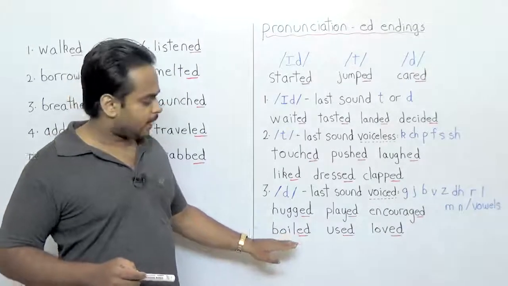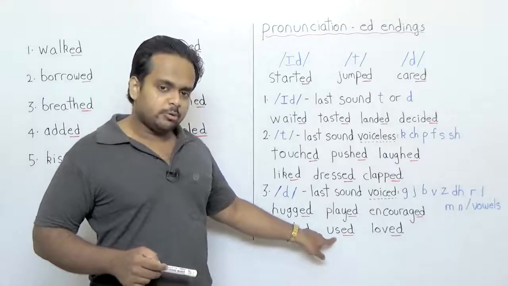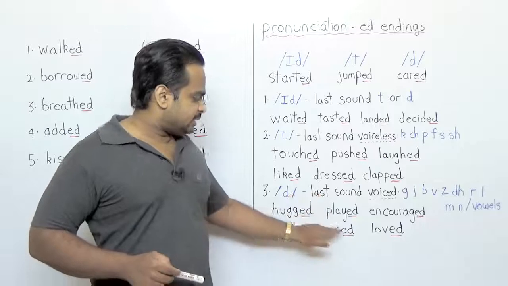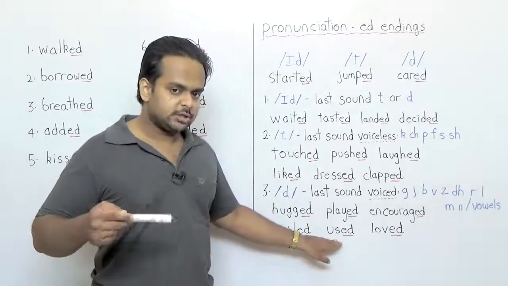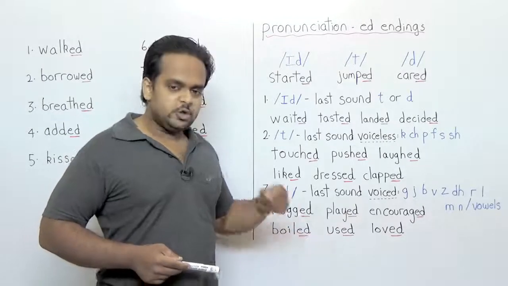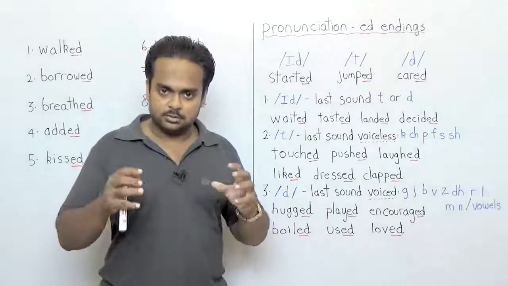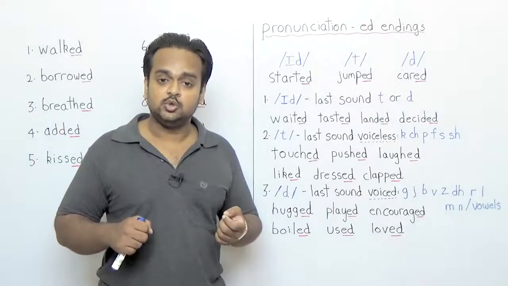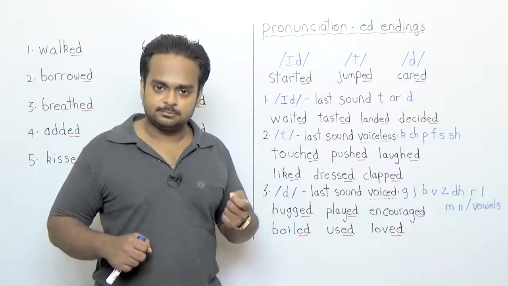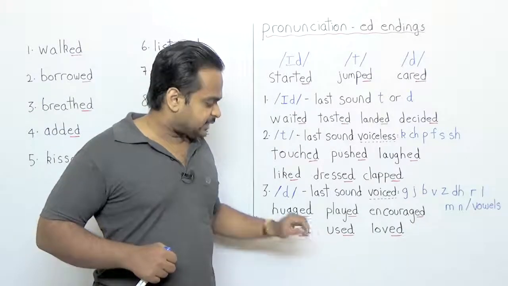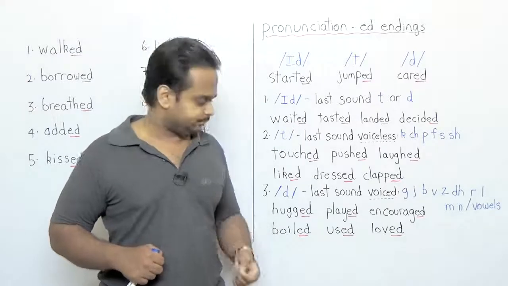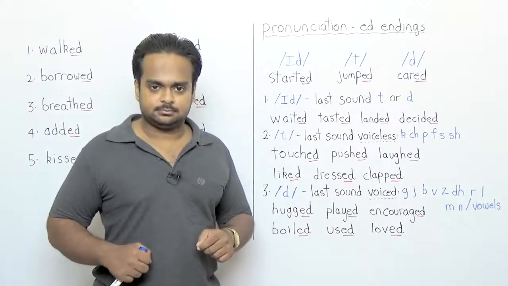Boiled. What about this word? How would you pronounce it? Well, the fact that I've put it in the voiced category should give you a clue, because when we say the word use as a verb, it's use, use. This s becomes z, so use. The past tense form is used, used, d. Loved, loved.